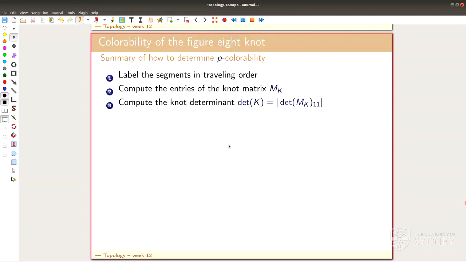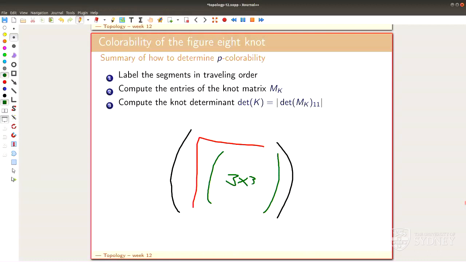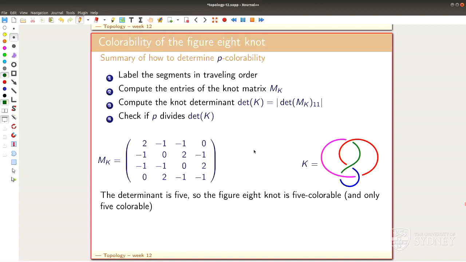You get the 4x4 matrix. You ignore the first column and row. You have a 3x3 submatrix, and you compute its determinant. And that's it. So here's the matrix again, slightly differently rearranged because I used some different numbering.